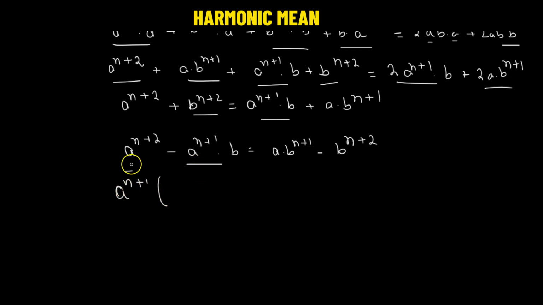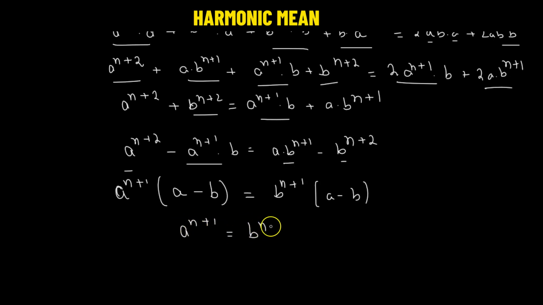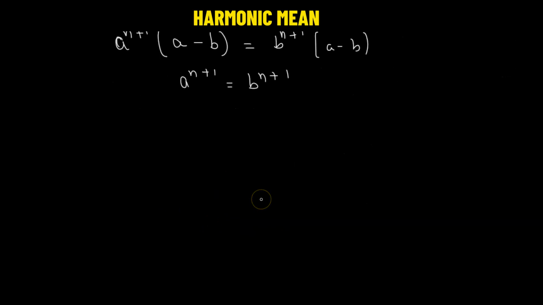So this will get multiplied by, from the first term we're left with a, and from the second term we're left with b. So this will be equal to, now we're going to take b raised to the power of n plus 1 as the common factor. So we have a minus b as the common factor. So this simplifies to a raised to the power of n plus 1 equals b raised to the power of n plus 1. So here we have factored out a minus b from both sides.